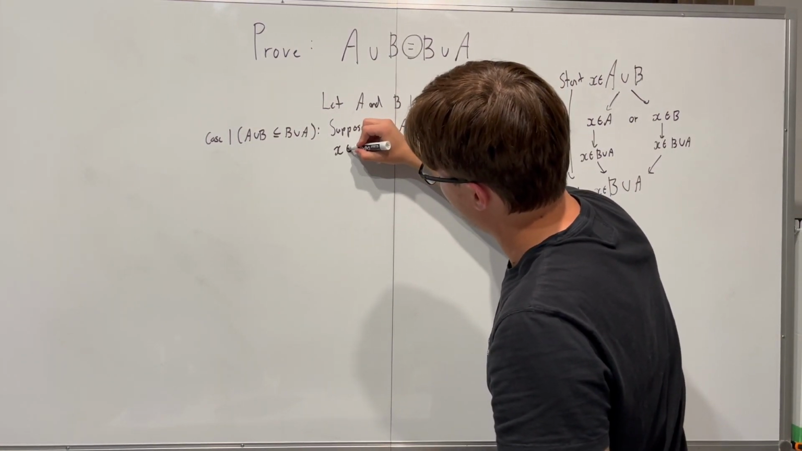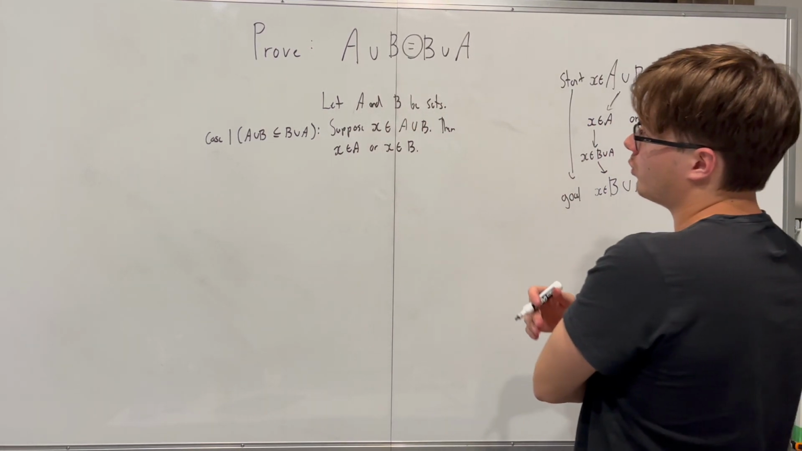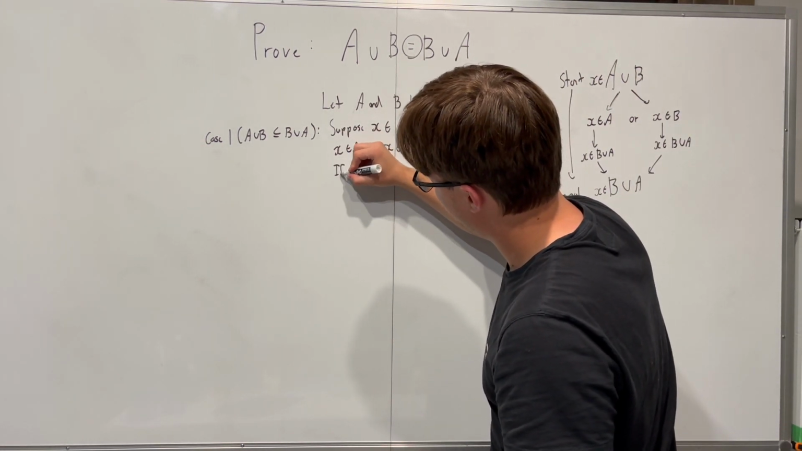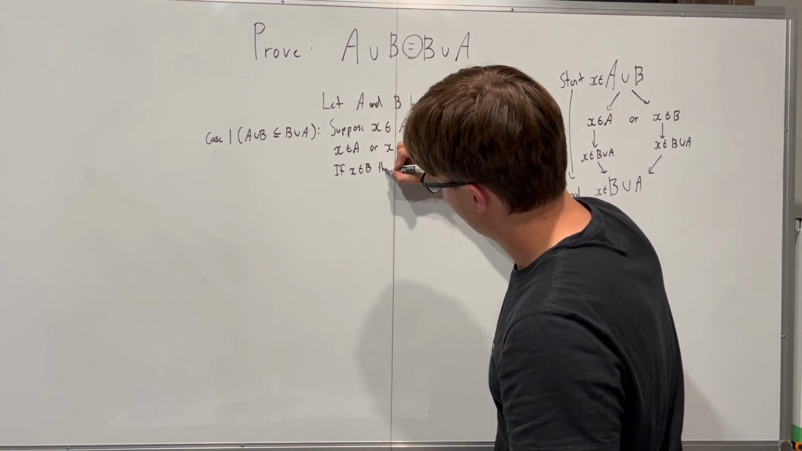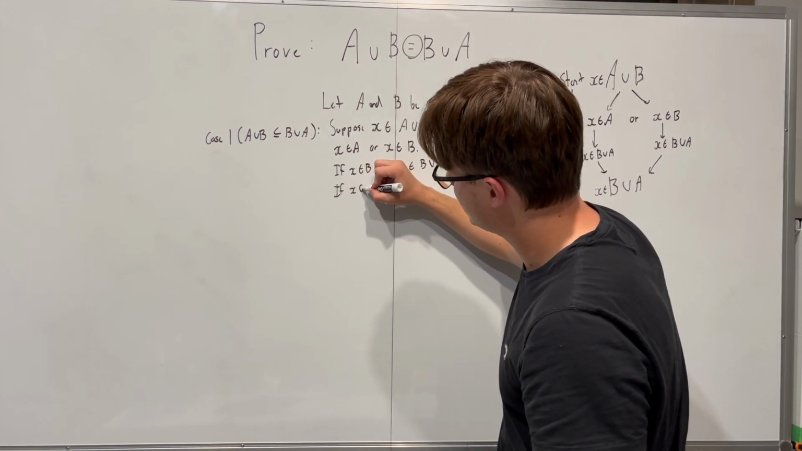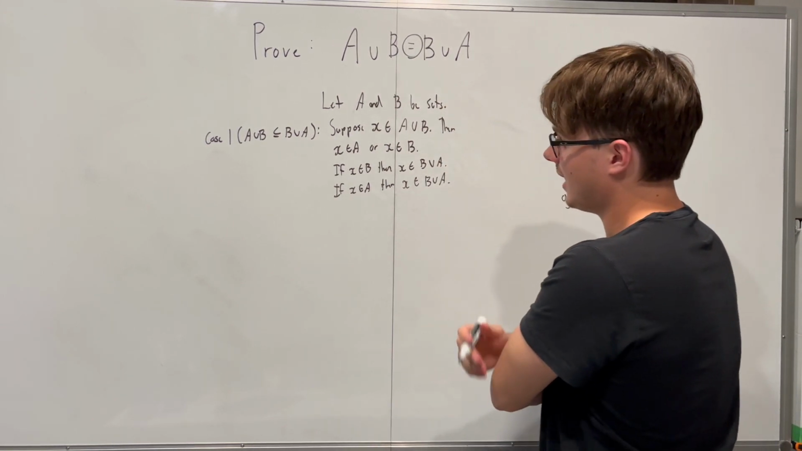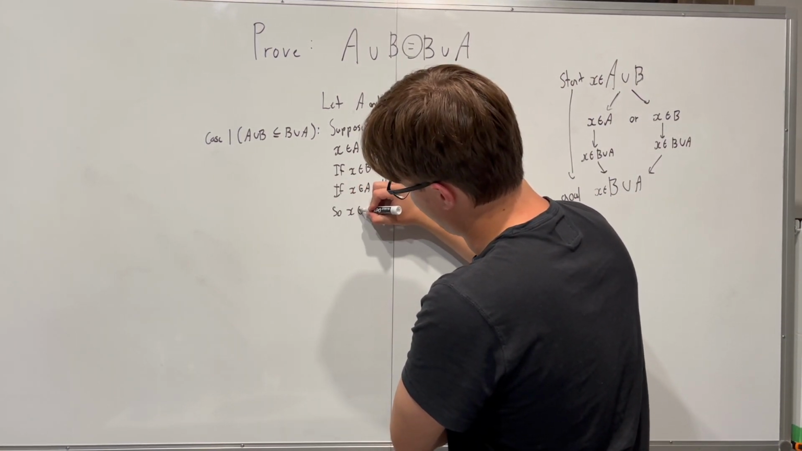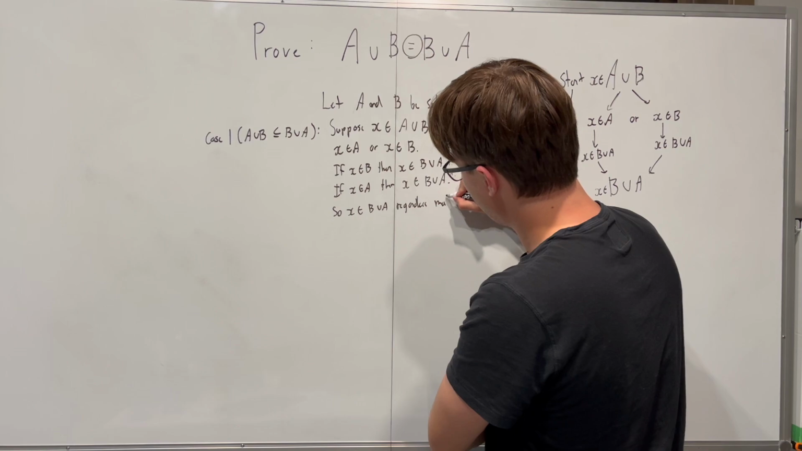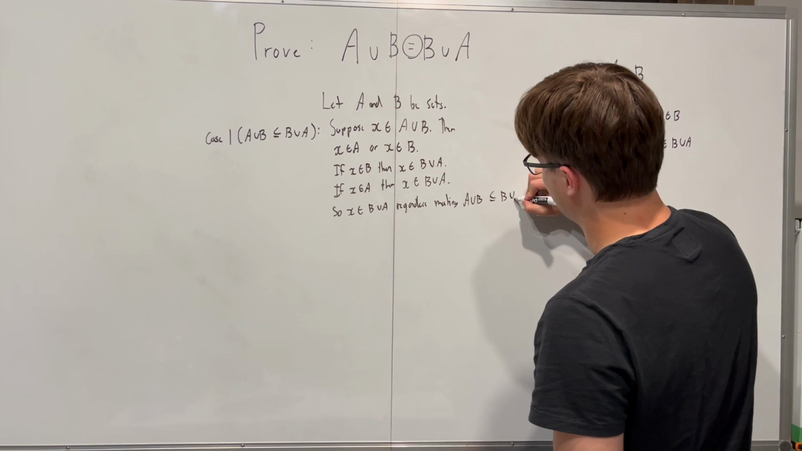Then X is an element of A, or X is an element of B. Fantastic. Then we're going to want to break this down into just two tinier categories like we have here. We're going to say if X is in B, then X is an element of B union A. And then we're going to say if X is in A, then X is an element of B union A. Fantastic. So X is an element of B union A regardless, making what we wanted to prove to be true, making A union B a subset of B union A.